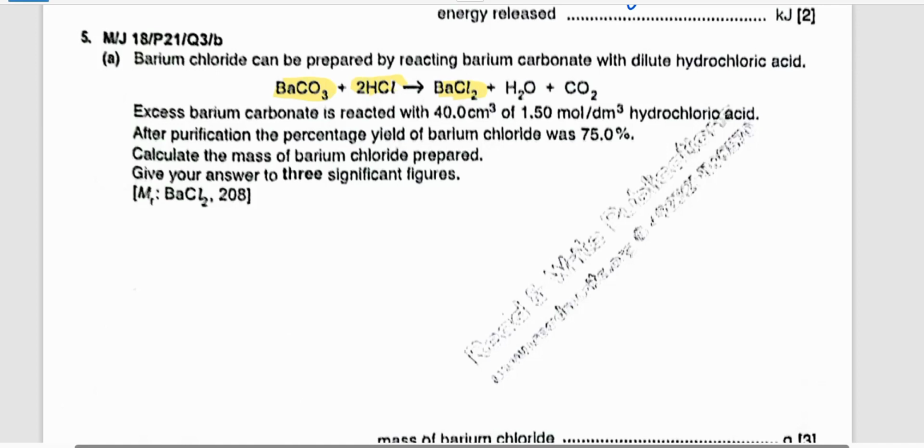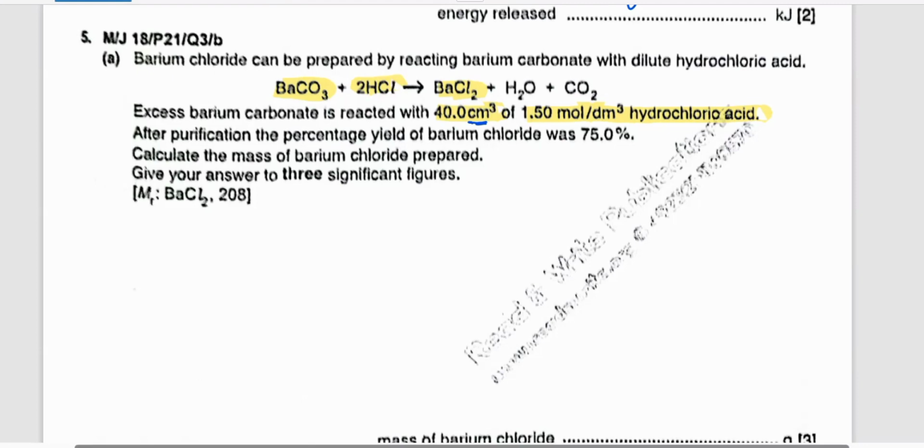When we have barium carbonate in excess, we cannot use it to find the products. So what can we use? We can use HCl. We have been given its data: 40 cm cube of 1.50 mole per dm cube hydrochloric acid. We have been given the concentration and volume, but remember that the volume is in cm cube. What we have to do, you understand it.